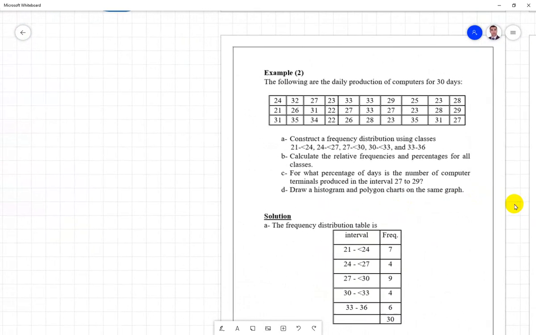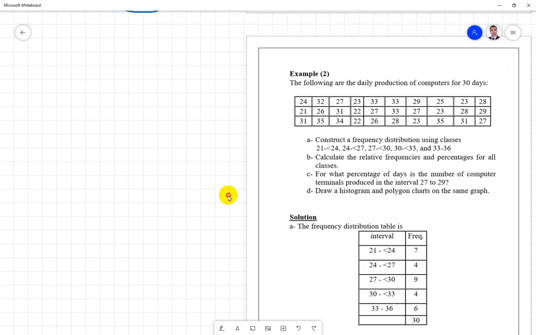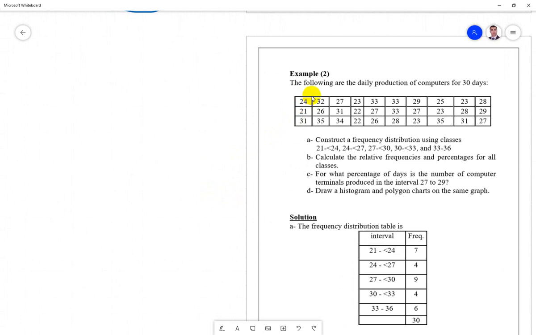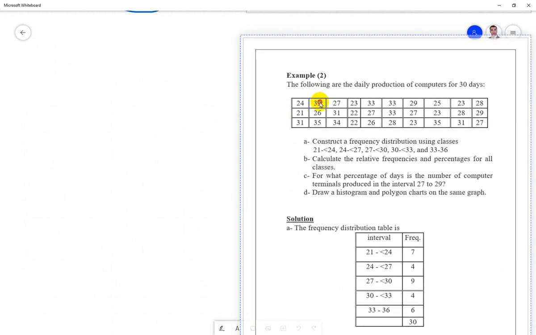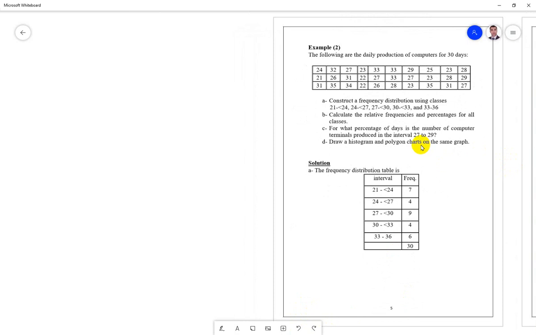Okay, so now before starting, let's answer this example. It is given for you: a daily production of computers for 30 days. That means in that table, the first value is the production of computers on the first day: 24 computers were produced on the first day. On the second day, 32 computers were produced, and so on for all of the days.